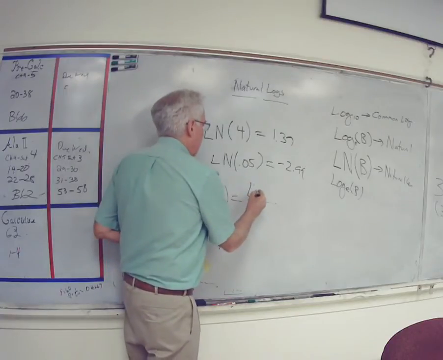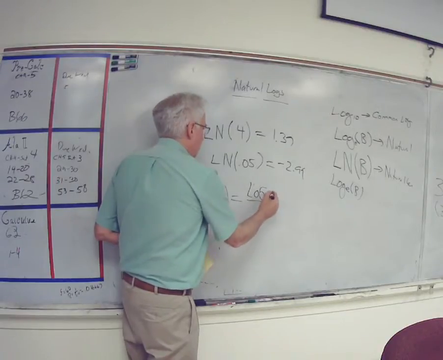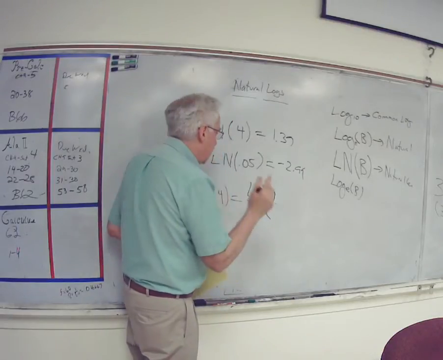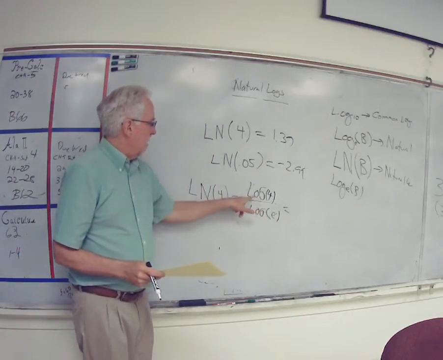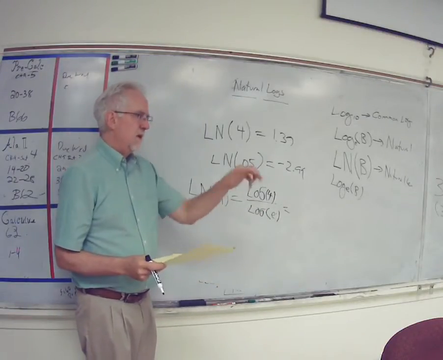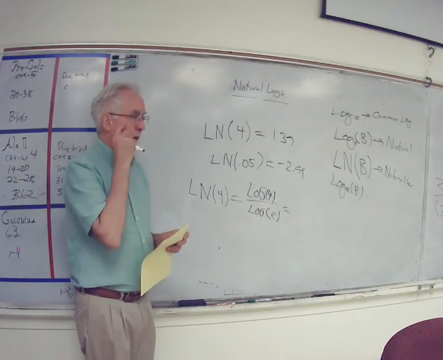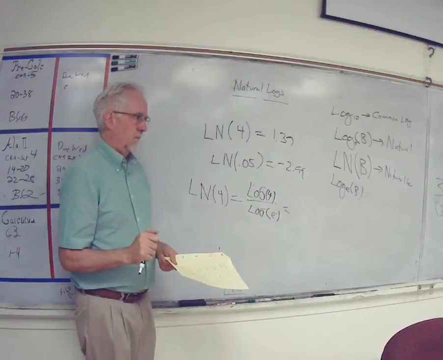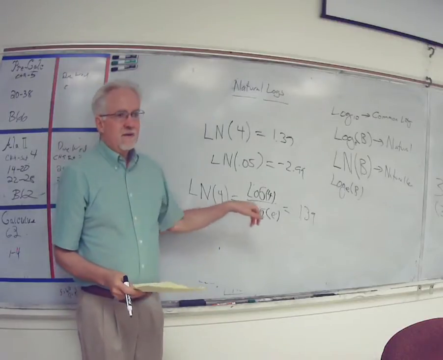The common log of 4 over log of what? Of e. And so you could just put e to the 1 in the calculator. So see what log 4 over log of e to the 1 equals. Put it in your calculator. Okay. What'd you get, Mario? 1.39. Yeah, 1.39.